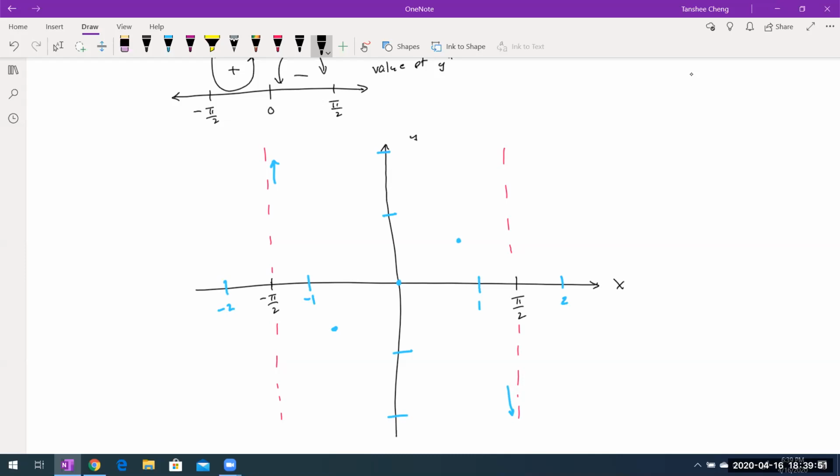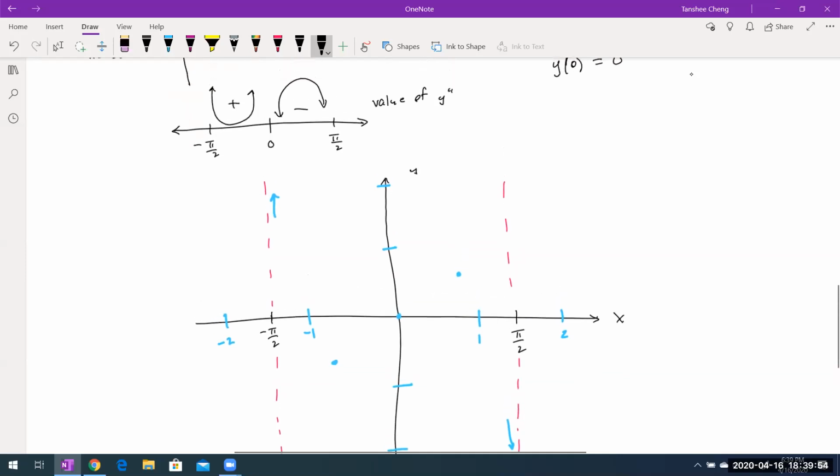So now using the concavity, we know that it's going to be concave up from negative pi over 2 to 0. So therefore, I'm going to graph it like this, concave up. And then from 0 to pi over 2 it's going to be concave down. So it'll be a peak right here and then go back down. So this is the sketch that we can get right here. So that will be the graph of this second example.